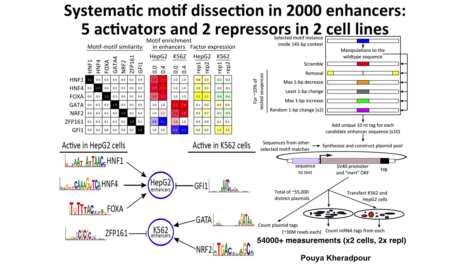So just to summarize the technology briefly, we basically synthesize an Agilent array of 200 nucleotide intervals that are centered on the regulatory motif itself, where we use the wild-type sequence, a scrambled sequence, we delete that sequence, or we make a single nucleotide decrease, minimum change or increase of the binding affinity, as well as two random changes.